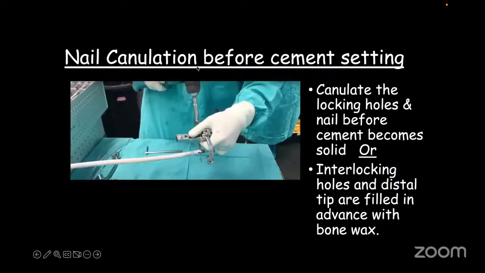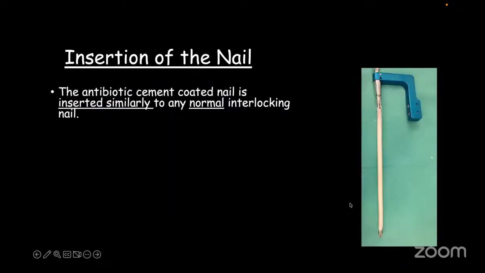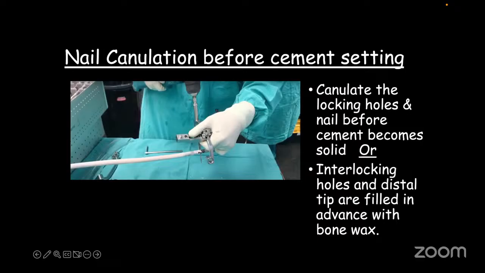Before you finalize, if you use that nail or if you have used a handmade or custom made one, see that the nail cannulation, the interlocking holes and the distal tip are filled in advance, before the cement solidifies, either with bone wax or a wire, or simply cut gloves, so that they are available for locking once the cement solidifies or once you insert them in the femur or tibial canal.